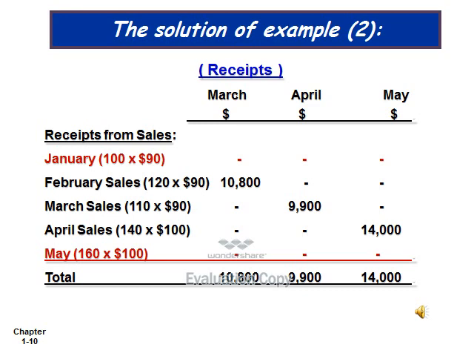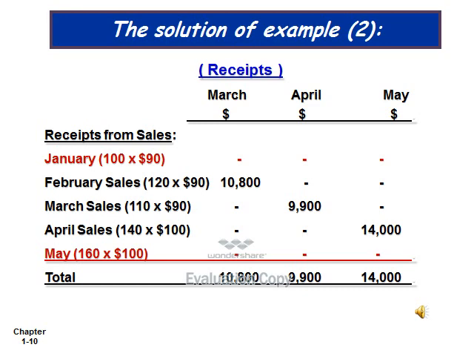Here in January, the receipts from January sales will appear in February, but the budget starts from March, April, and May. There is no February here, so it's all zero. The receipts from sales in February, 120 units times $90, equal $10,800. This amount appears in March, but in April and May it is zero. The receipts from sales in March, 110 units times $90 per unit, equal $9,900. This amount will appear in April, but in May and March it is zero.